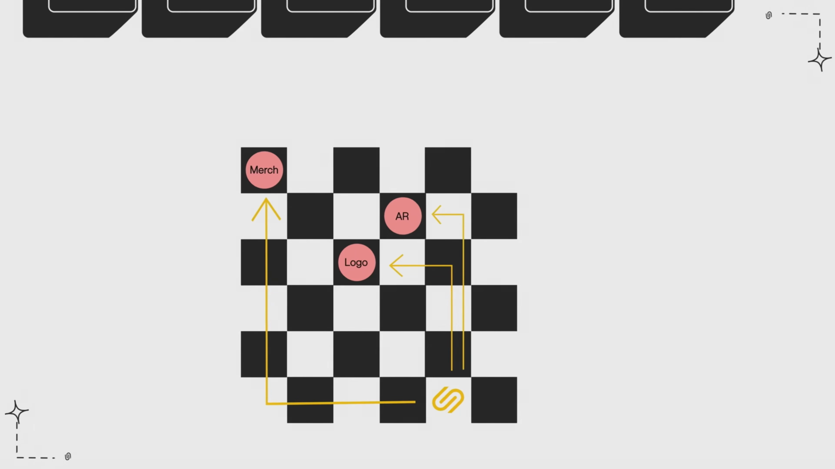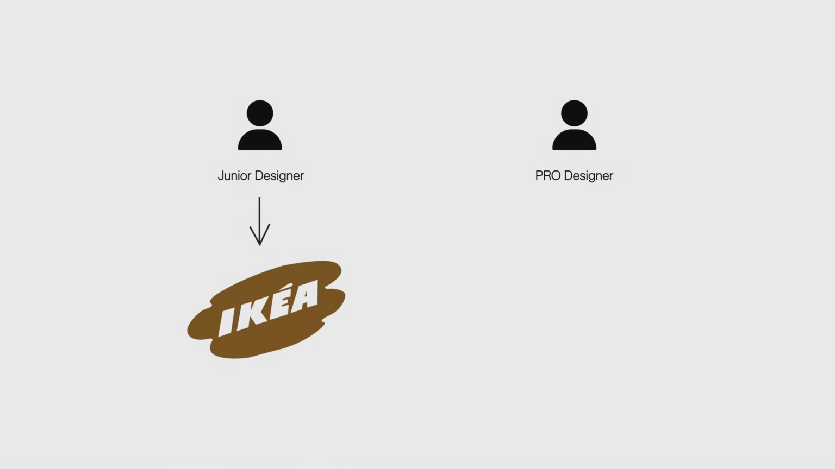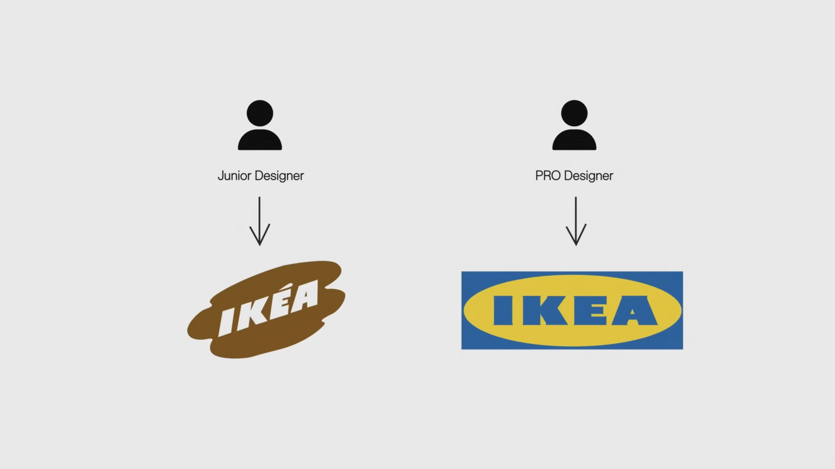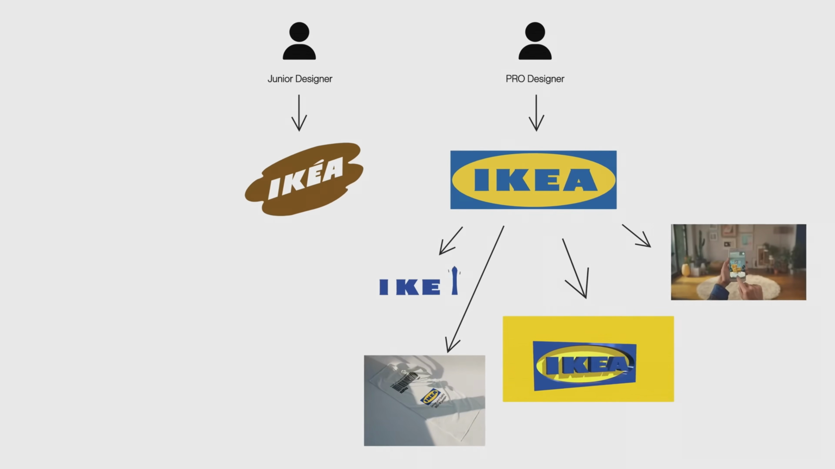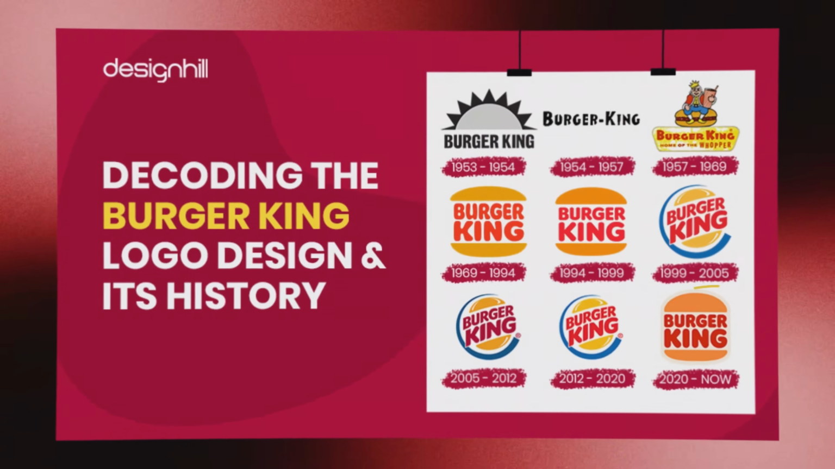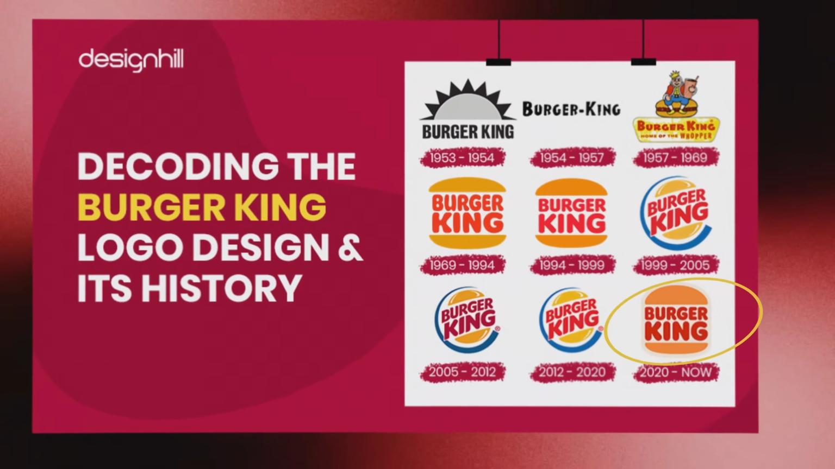And when a client asks for a logo, a junior designer might deliver something that works for today's website, but a pro creates a mark that holds up in motion, on merchandise, in 3D, even possibly AR. And a great example of this in the real world is the 2020 rebrand of Burger King.